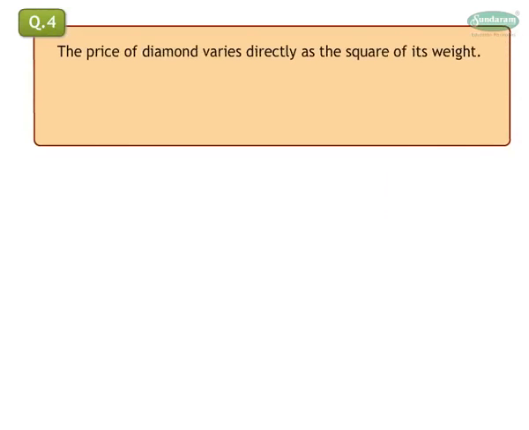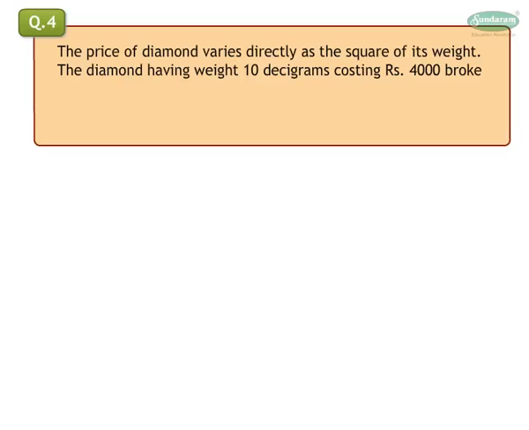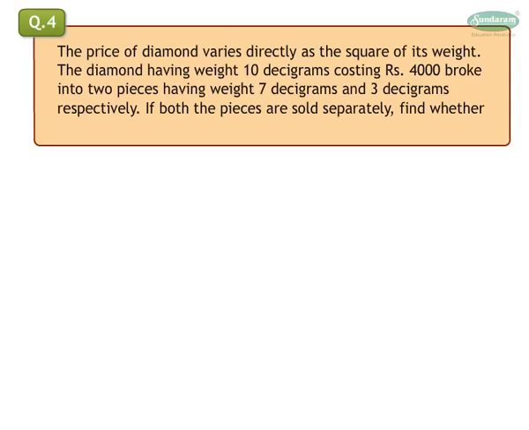Question 4. The price of a diamond varies directly as the square of its weight. A diamond having weight 10 decigrams costing rupees 4,000 broke into two pieces having weight 7 decigrams and 3 decigrams respectively. If both the pieces are sold separately, find whether the merchant will get profit or loss and how much.